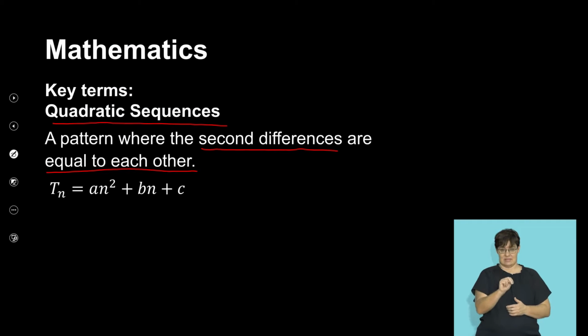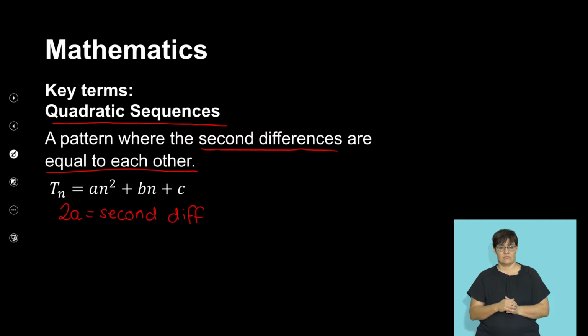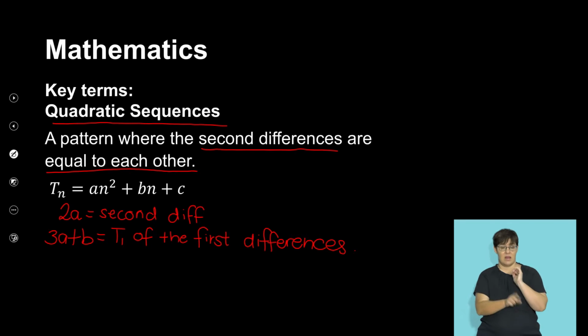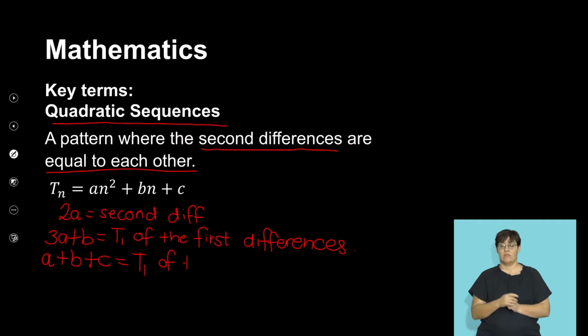So the general term for a quadratic pattern is Tn is equal to an squared plus bn plus c. Just a reminder on how to actually find the values of a, b, and c. We will take 2a and equate it to the common second difference. Then we will take 3a plus b and equate that to term 1 of the first differences. And lastly, to find the value of c, I will use my a and b values. a plus b plus c is equal to term 1 of the quadratic pattern.